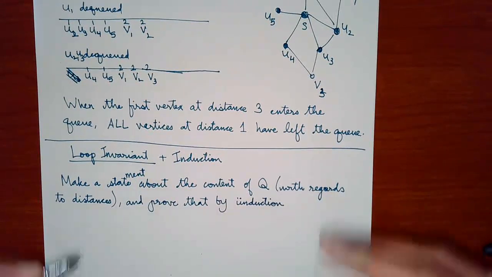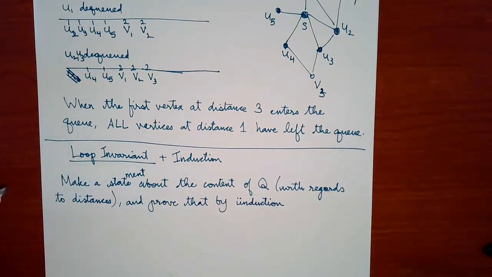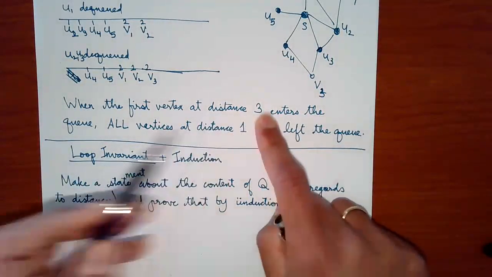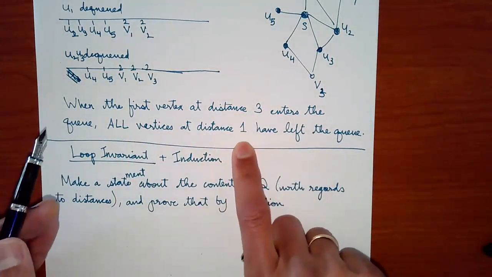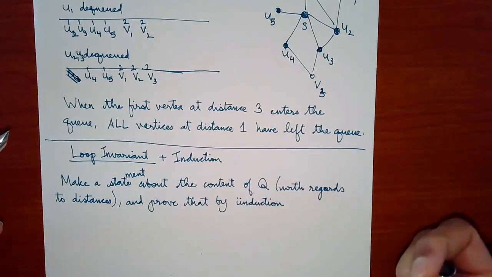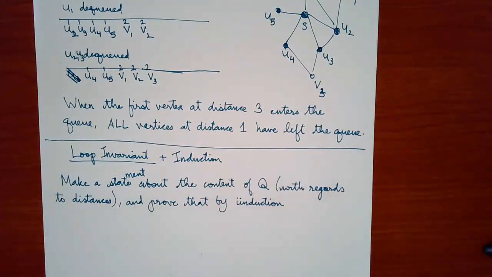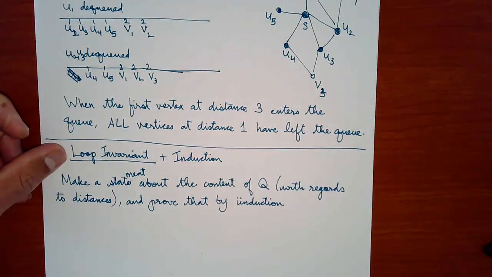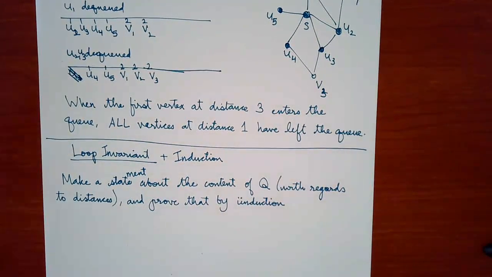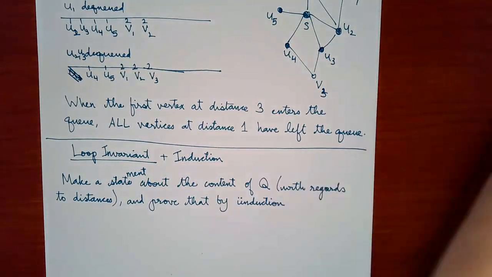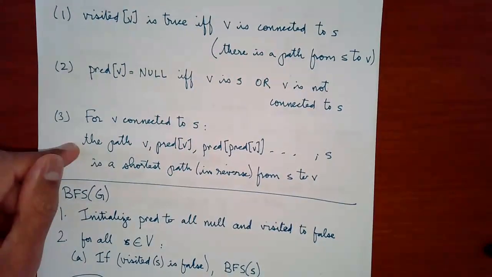That is the key. Most of you have made the right observations. You're saying lots of things that are correct. The Q is sorted with respect to distance. When distance d enters the Q, then all vertices at distance d minus 2 have left the Q. We will combine all of these statements into one theorem, the loop invariant. The proof of that loop invariant will be done through induction. Once you have the statement of the loop invariant, the proof of the theorem actually becomes really easy.